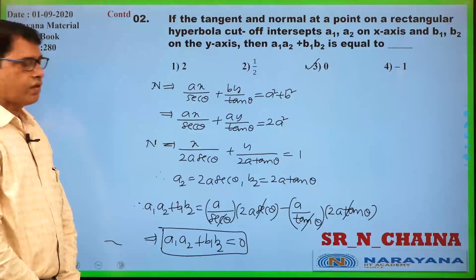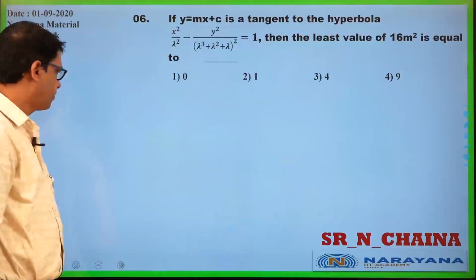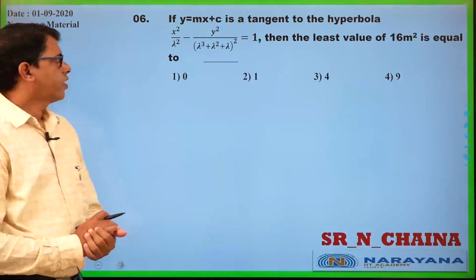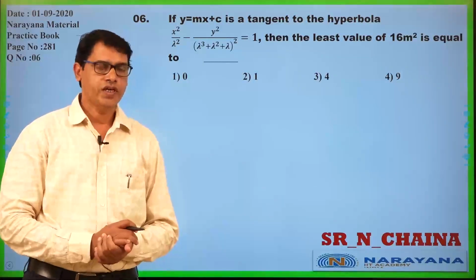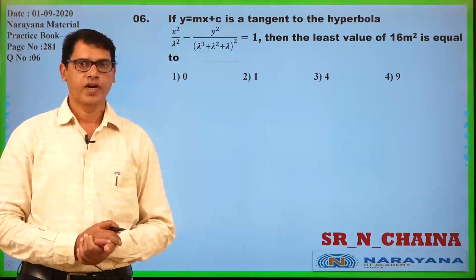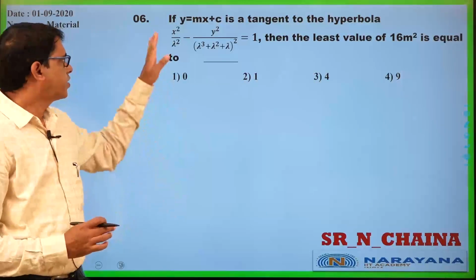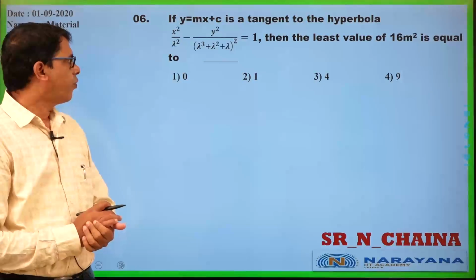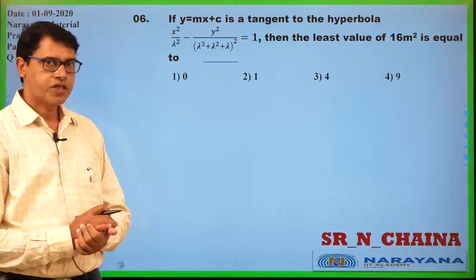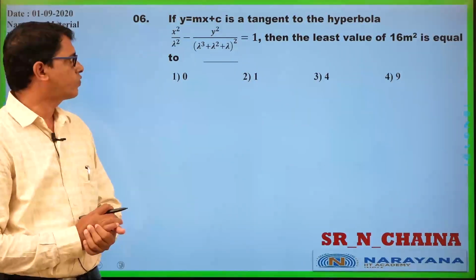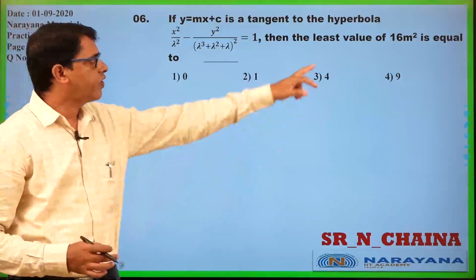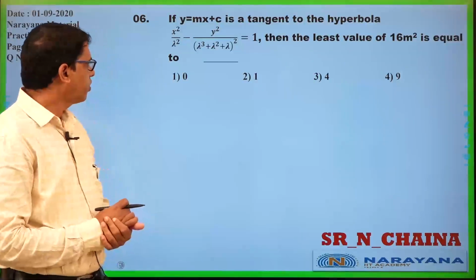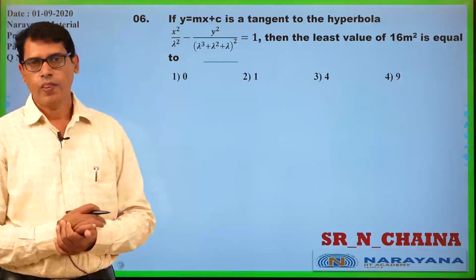Right. Next one. See, y is equal to mx plus c is a tangent to the hyperbola x square upon lambda square minus y square upon lambda cube plus lambda square plus lambda whole square is equal to 1. Then the least value of 16 m square is equal to, options are 0, 1, 4 and 9.